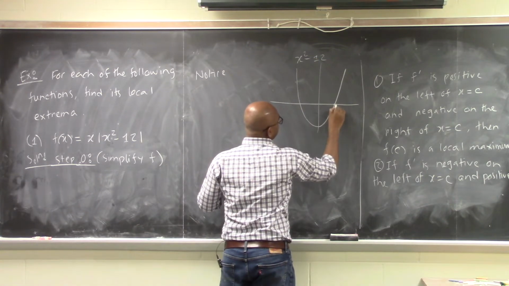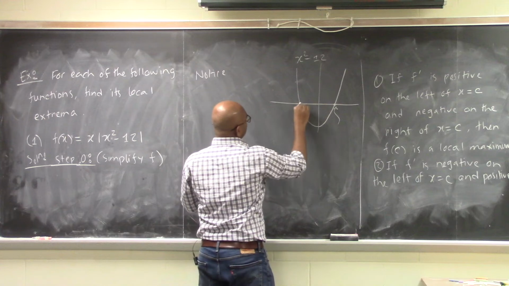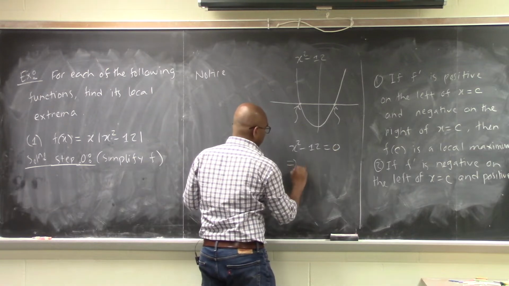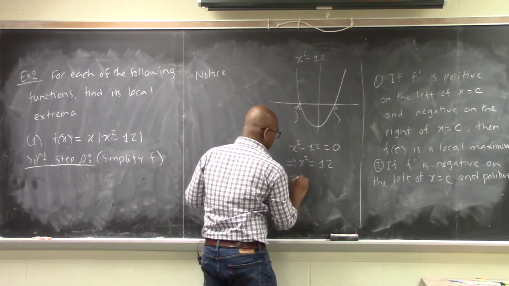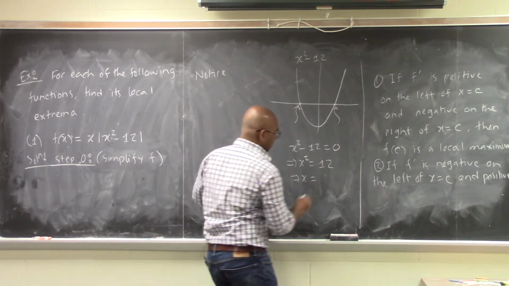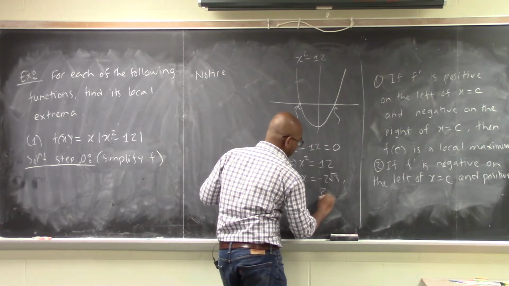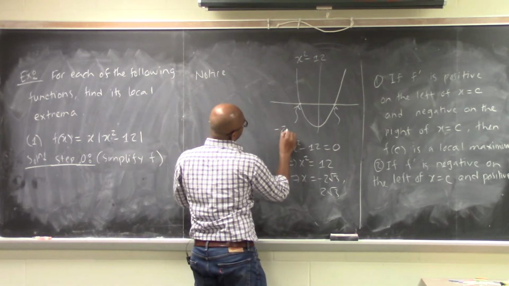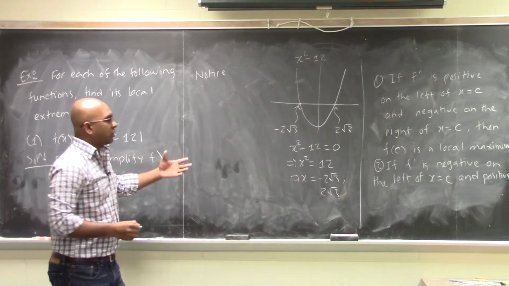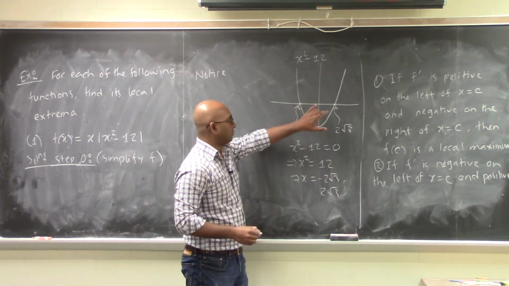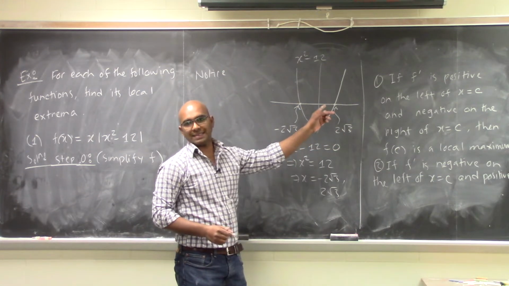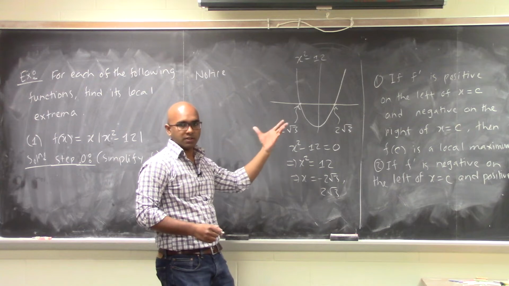And where does it hit 0? Here and there, right? And if you set x squared minus 12 equal to 0, you get x squared equals 12. So x is square root of 12, right? So it's 2 times the square root of 3. So plus and minus, negative 2 square root of 3 and positive 2 square root of 3. Okay. So this guy is negative 2 square root of 3. That guy is 2 square root of 3. So if our x is between negative 2 square root of 3 and positive 2 square root of 3, then x squared minus 12 is negative. Otherwise, it is positive, right?